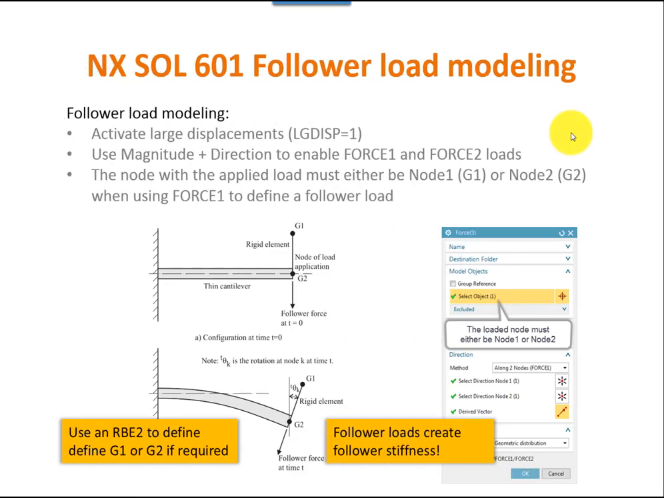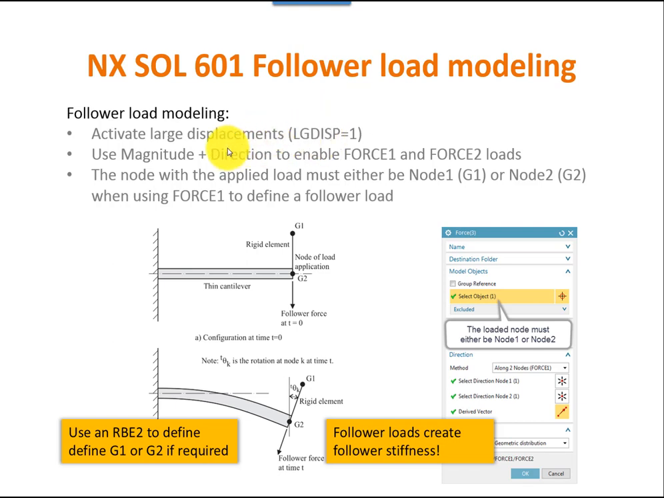Then I will show the effect of applying a follower load instead of a conservative load that is pointing in the same direction. A follower load is simply a load which adapts to the deformation of the geometry or the FEA model. There are many examples on this which are more sophisticated, like balloons and cables and whatever. But let's have a look on this simple case.